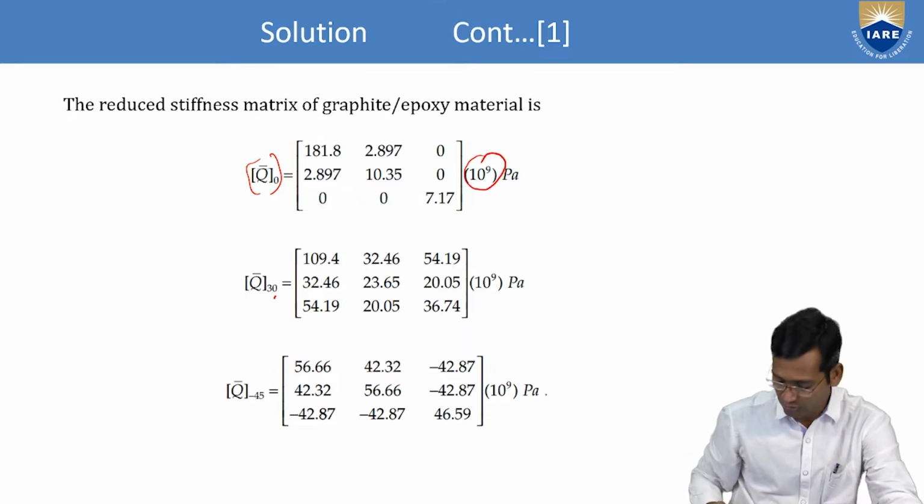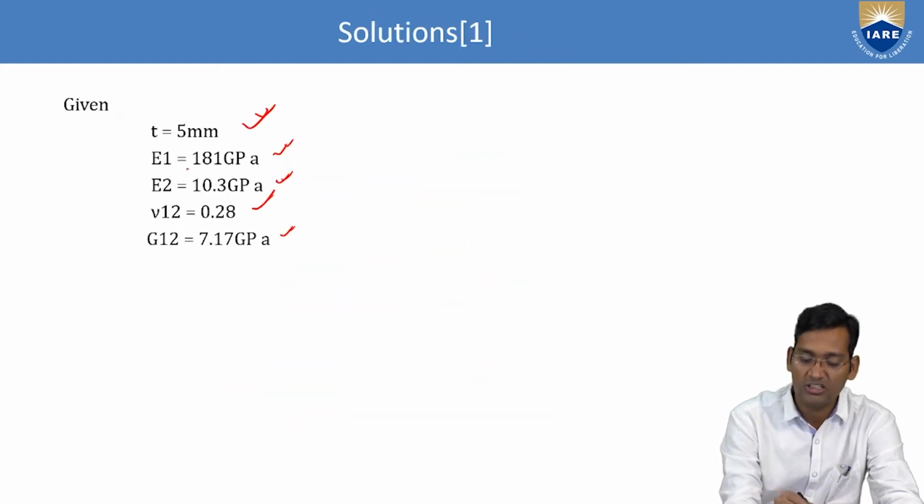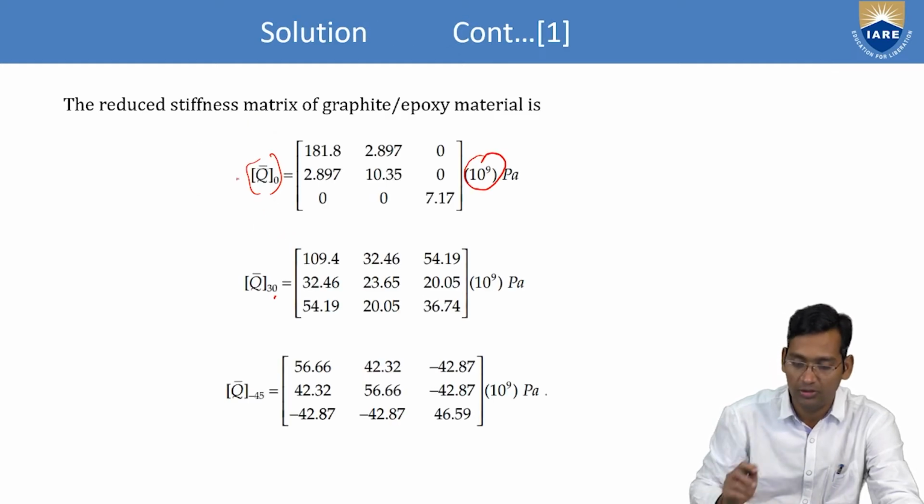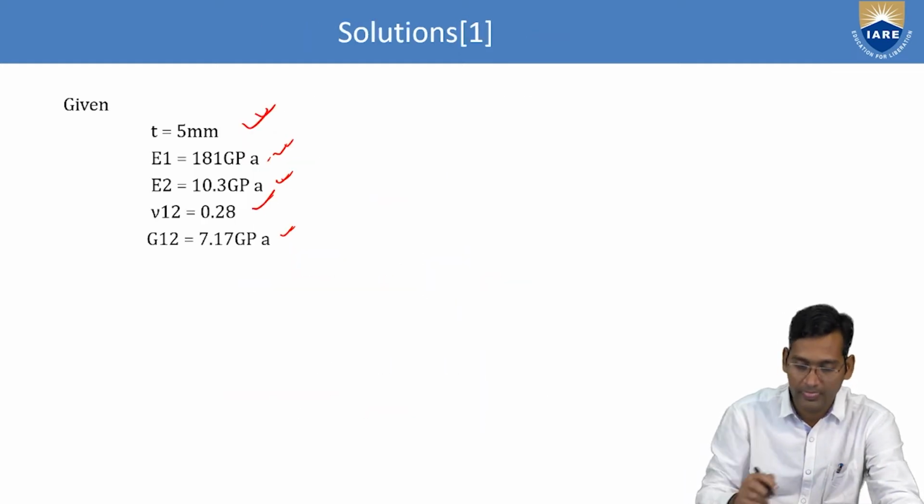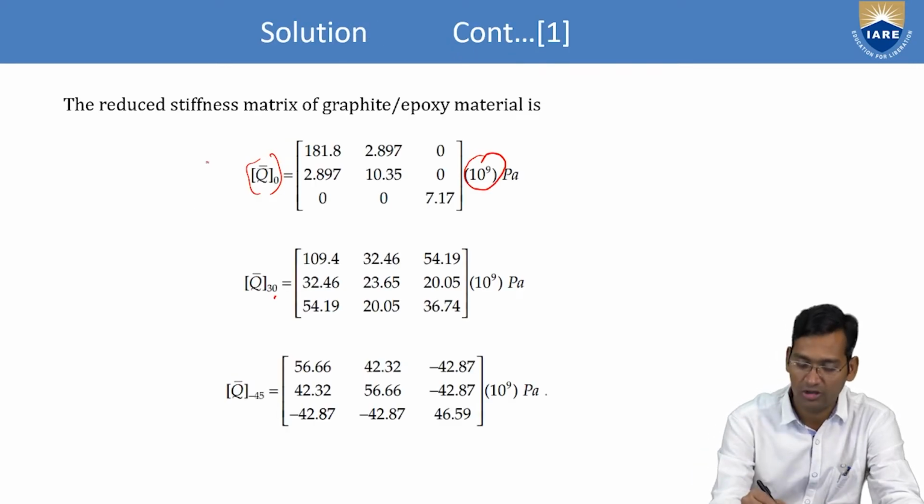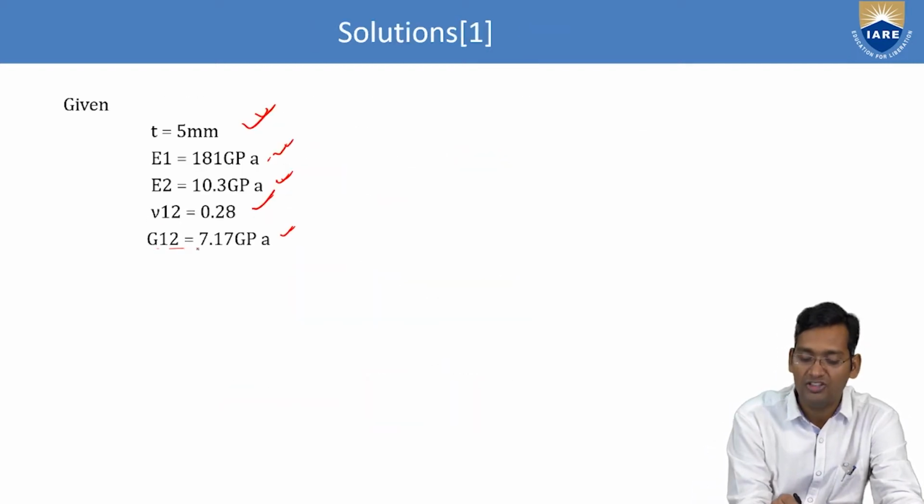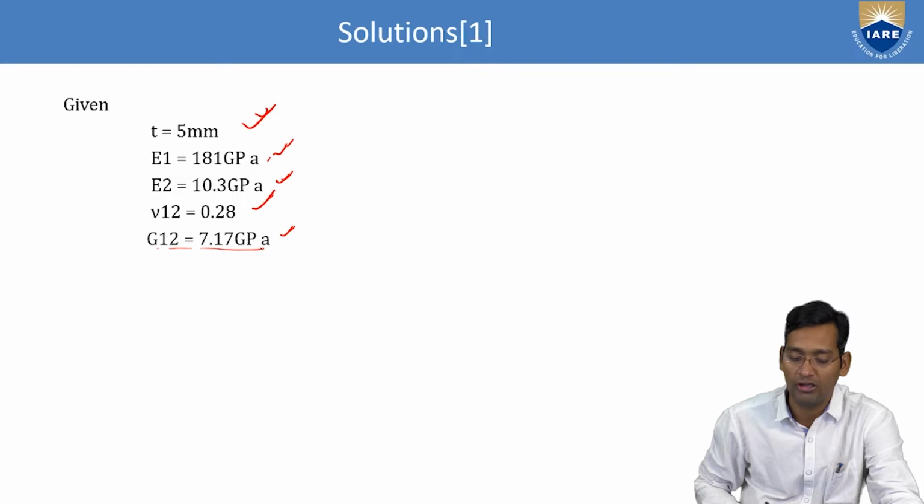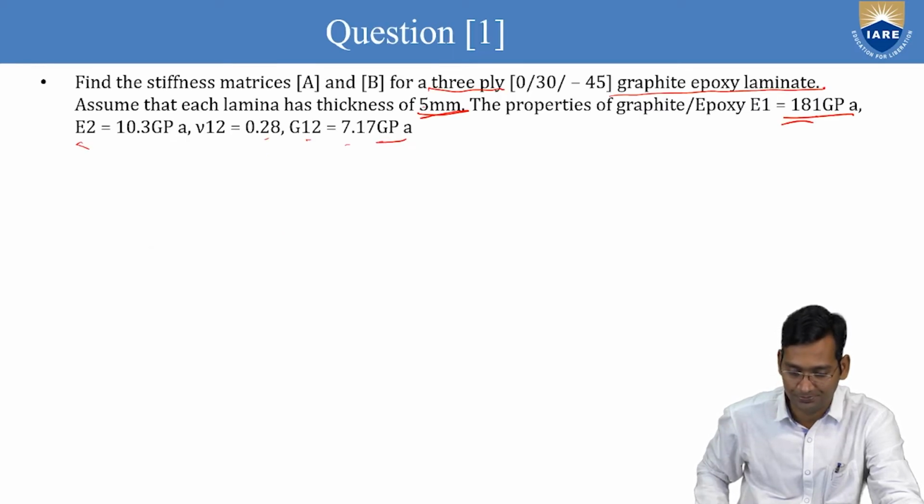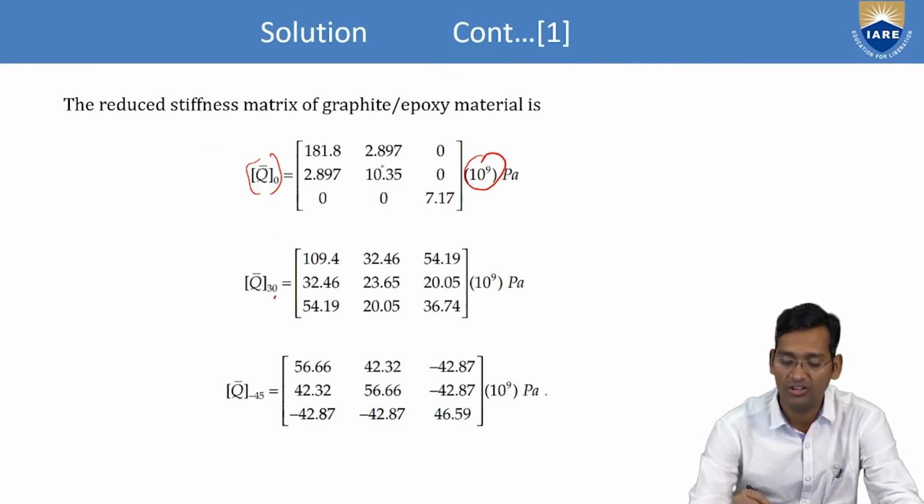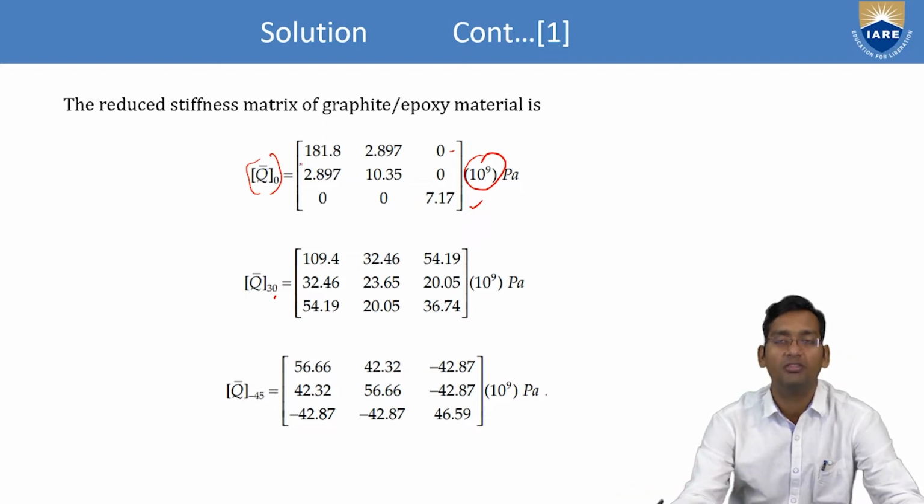Now just see in the question what is given. E1 is 181 GPa and E2 is 10.3 GPa. Here it is actually 181.8, and this is 10.35. And the third one is nu 12 and G12, which is 7.17 GPa. After putting these values, these two are constant, these four are 0, and 7.17. So this will give you the Q dash 0 value.